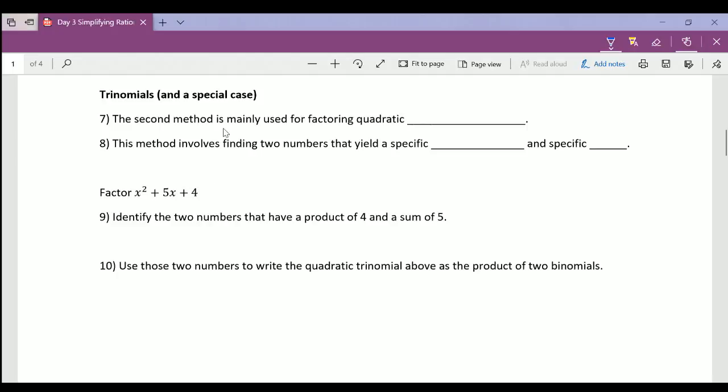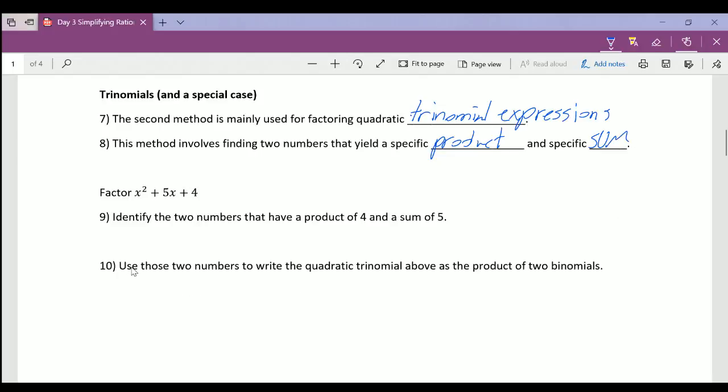The second method is mainly used for factoring quadratic expressions, or excuse me, quadratic trinomial expressions. This method involves finding two numbers that yield a specific product and a specific sum, which is not spelled with an A, in case you were curious. There we go. Sum.